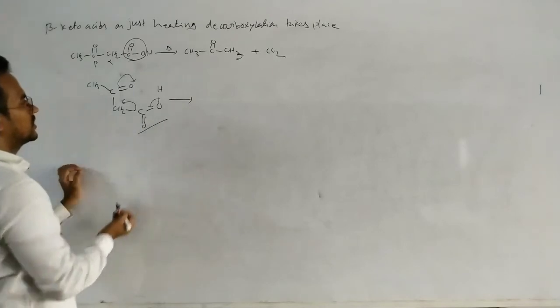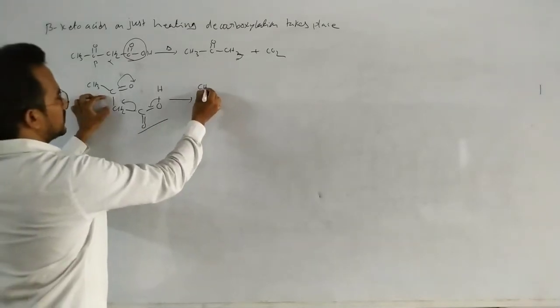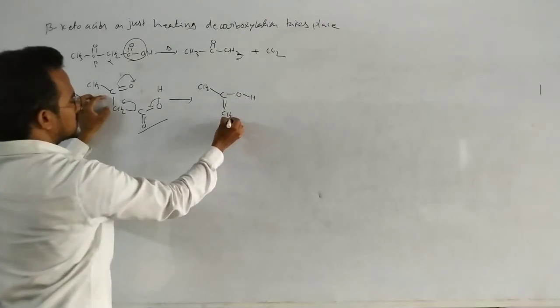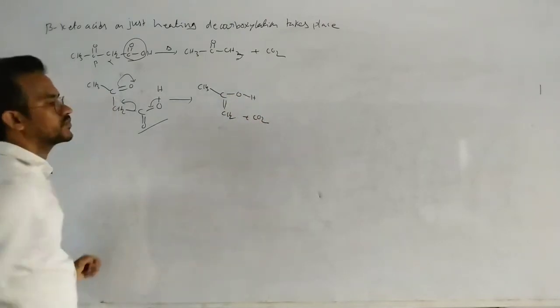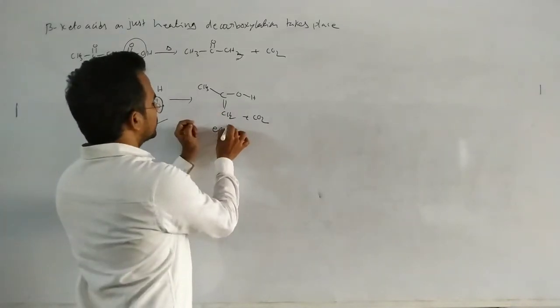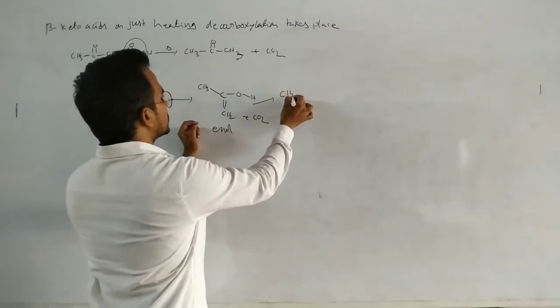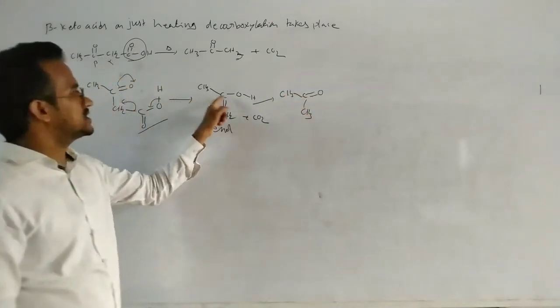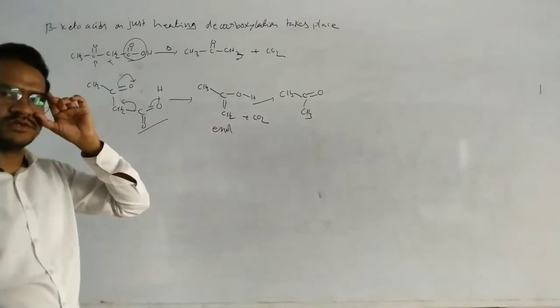So here CO2 is removed. And here CH3 C(OH) double bond CH2 plus CO2. Okay, so here in this case, it is the enol actually. This enol is converted to the ketone. Okay, CH3 C double bond O CH3. That's it.